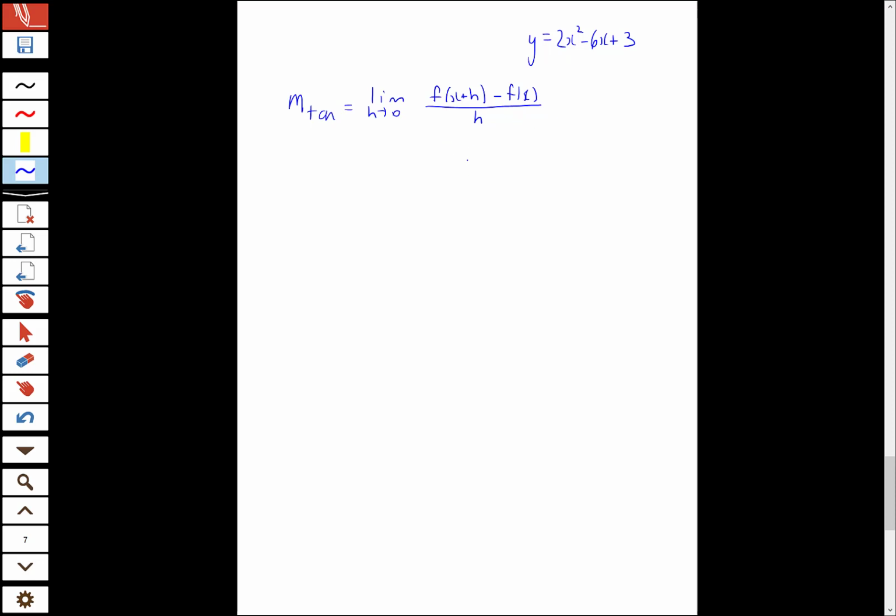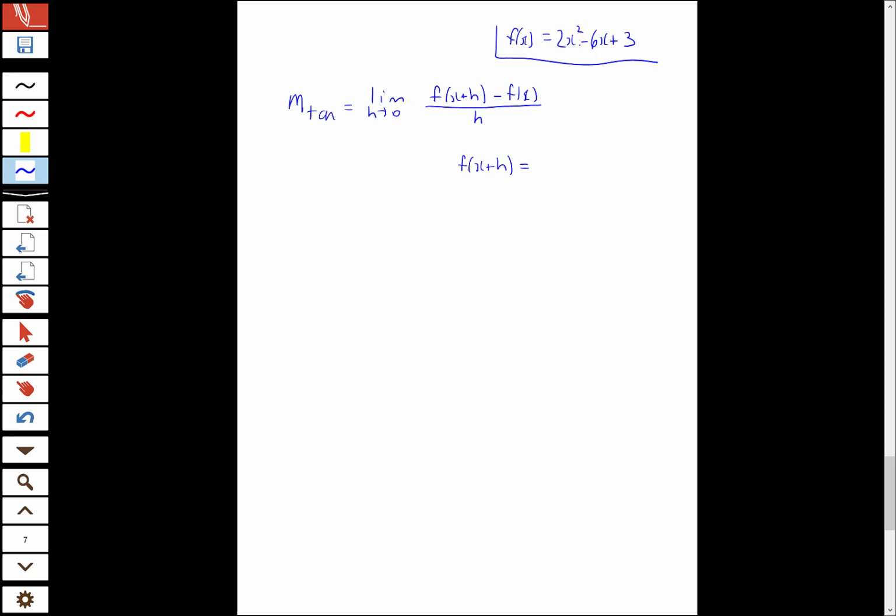So we really need to figure out what f of x plus h is equal to, given that the function that we're working with has this formula up here. So instead of calling that y, let's call it f of x. Okay, and just think of that as a reference from the problem. So now we need to figure out what f of x plus h is.